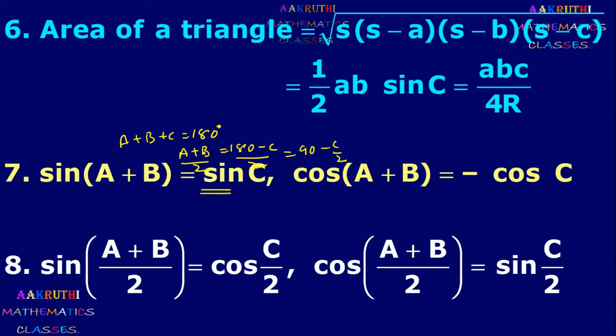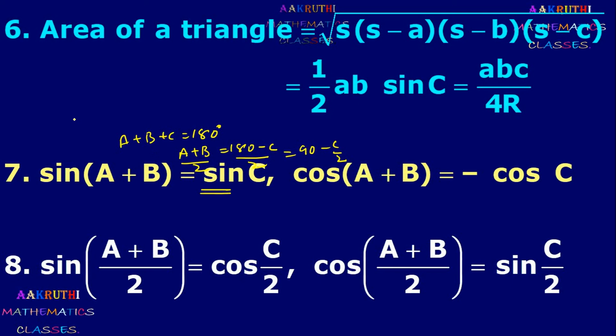Therefore sin((A+B)/2) is sin(90−C/2), which is the same as cos(C/2), and cos((A+B)/2) is cos(90−C/2), which is the same as sin(C/2). So sin((A+B)/2) = cos(C/2), and cos((A+B)/2) = sin(C/2).